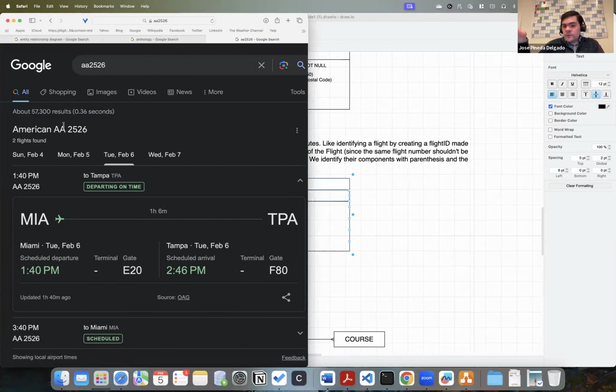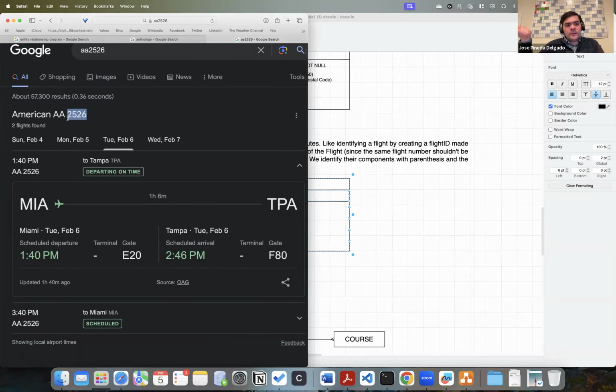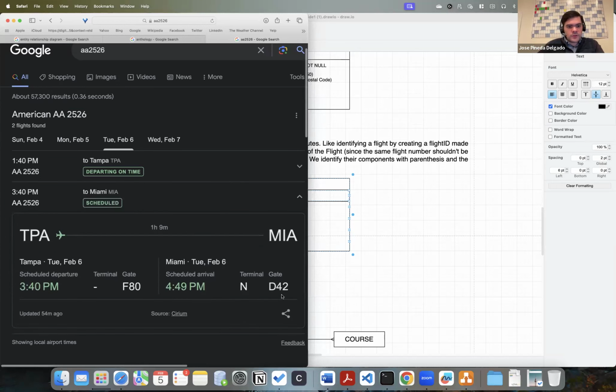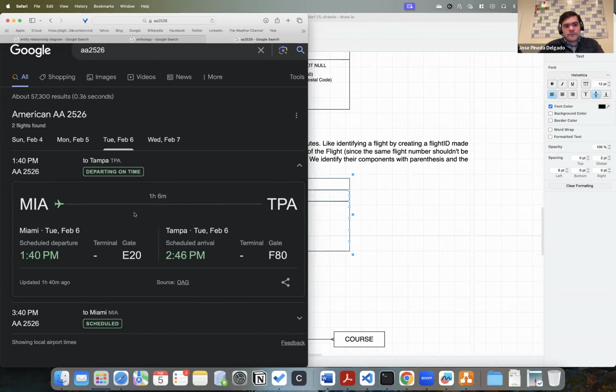Is it enough to uniquely identify a flight? No, there's plenty of flights for American Airlines. Then an ID that tells you the route that is being taken. In this case, 2526 is to go from Miami to Tampa, at least at this time. Looks like there's two options. It's actually Miami to Tampa or Tampa to Miami. So is it enough to identify it? No. Is the combination of AA 2526 enough to identify the flight? No. The most you could do is identify that it's American Airlines between Miami and Tampa. We don't know the direction.